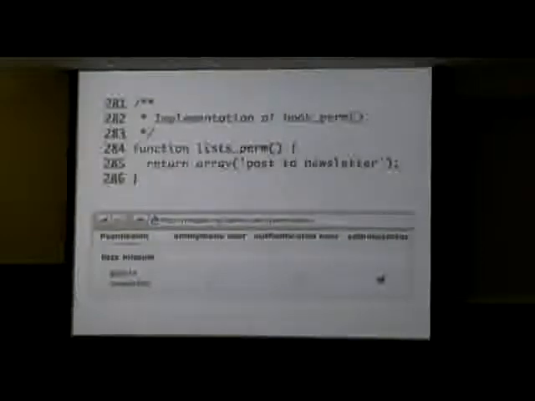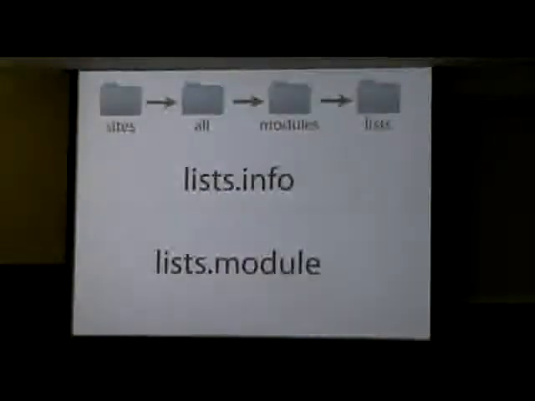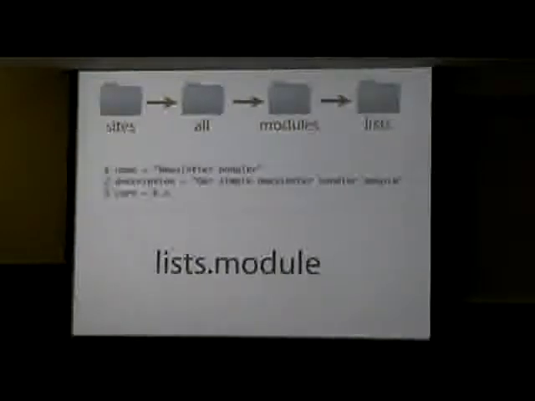If you want to actually do something with it, that's up to another hook in your module that you'll use as far as checking the access. So what does this actually look like as a module? In our site's all modules list folder, we create 2 files, a list.info and a list.module. And list.info consists basically of these 3 lines.